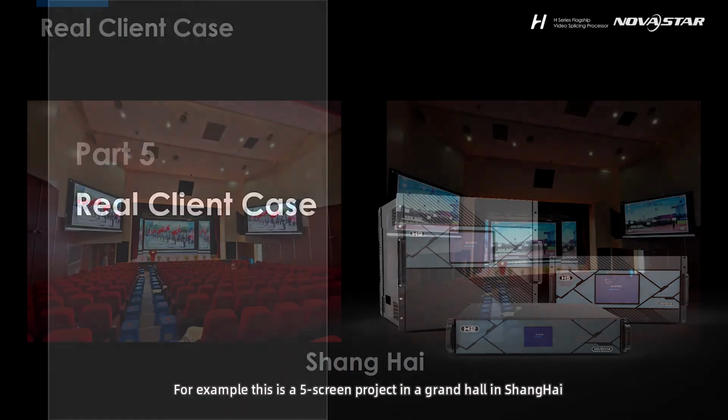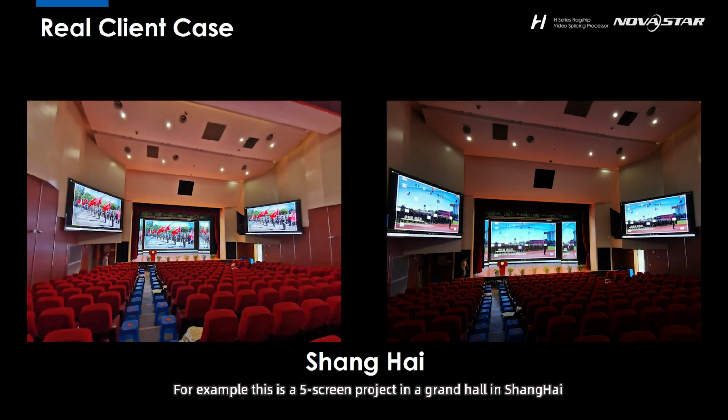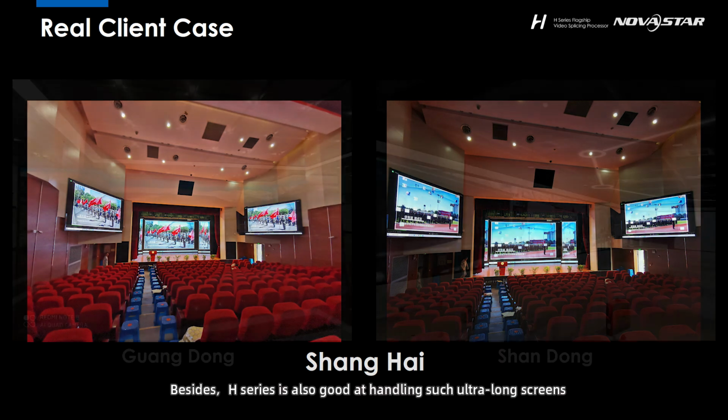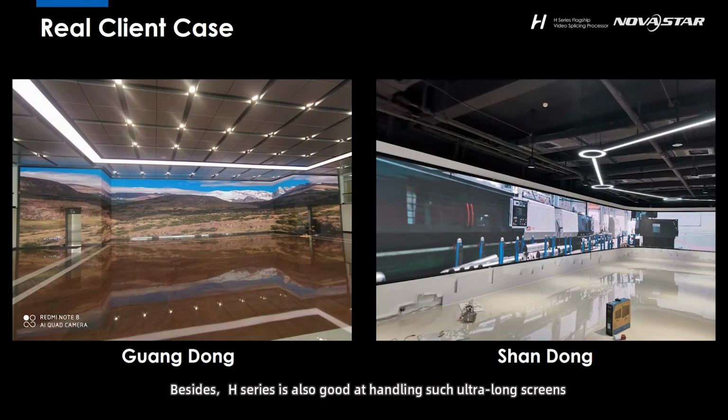For example, this is a 5-screen project in a grand hall in Shanghai. Traditionally, we gotta use 5 sending cards and another splicer that has 5 DVI output ports for drawing the images as a whole. But now one piece of H5 can handle this. Input sources can be switched to where you want, so the multiple layers that you would like to open. Besides, H-series is also good at handling such ultra-long screens, by which the images are well synchronized, the resolution of H9 well set through EDID, and the large loading capacity can here all show their brilliant talents.